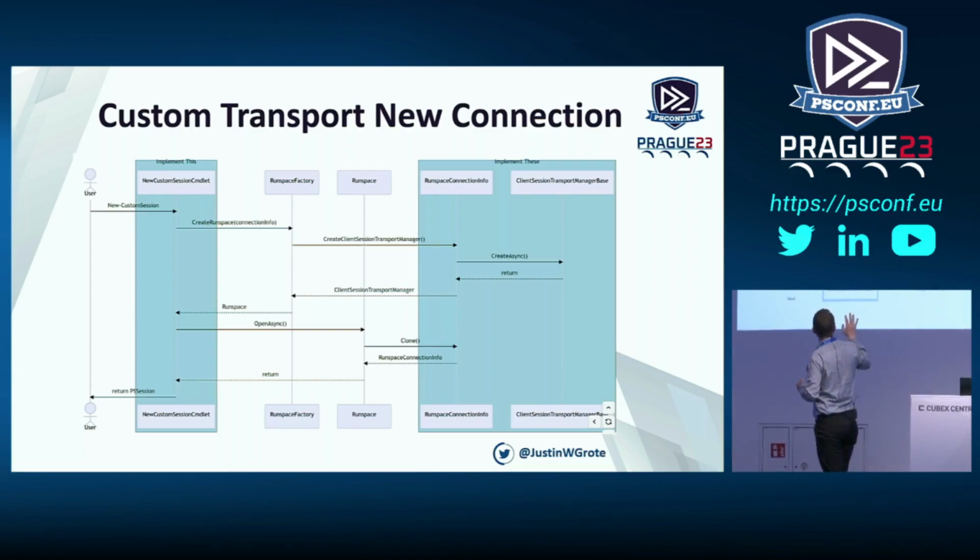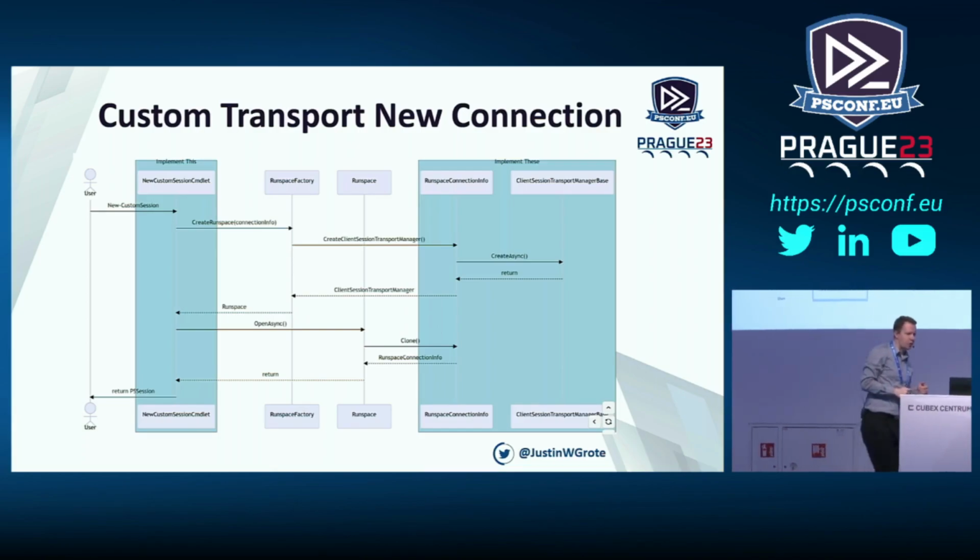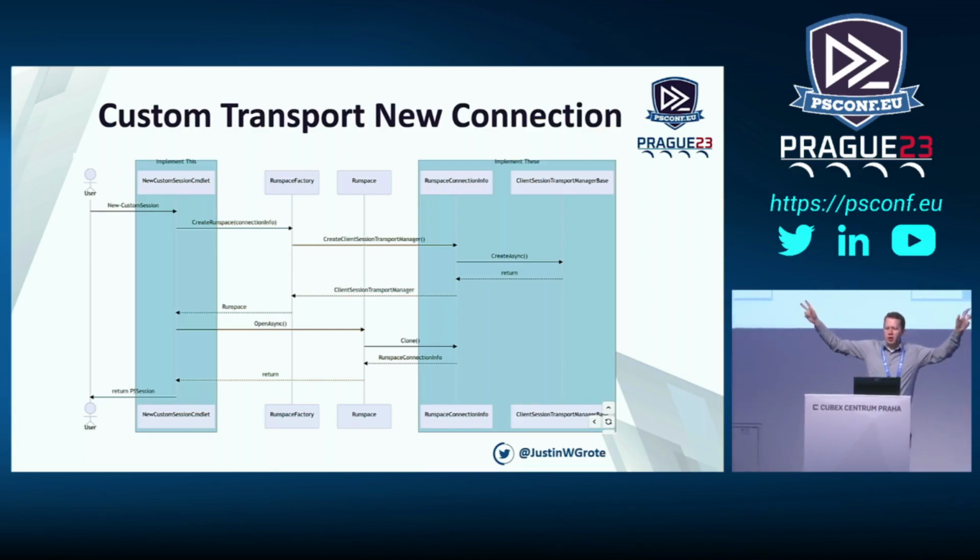So what I have here is there's a few main components that you want to know about. The things that are in blue are those three things I just told you about: the commandlet, the connection info, and the transport manager. And the things that are not in blue are just representations to show you what PowerShell is doing. So there's a run space factory, and then there's a run space.